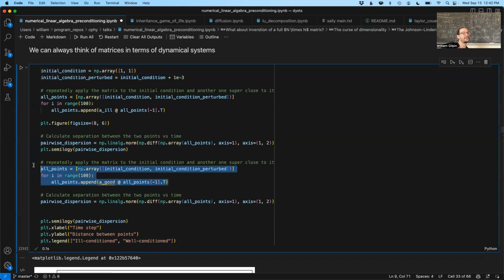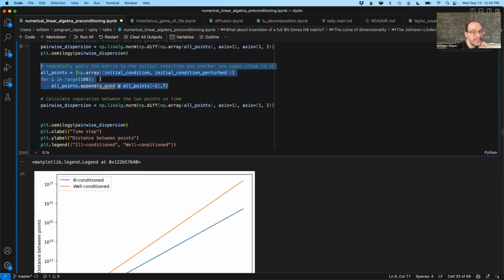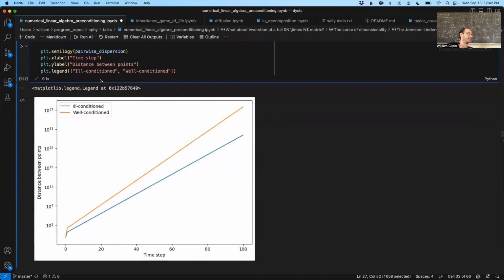I'm then going to compute how far apart my initial conditions got over time. So, the rate at which two initial conditions move apart from each other under the action of an ill-conditioned matrix versus a well-conditioned matrix. When I do that, I see something kind of interesting, which is that under repeated applications of an ill-conditioned matrix, two points actually move apart at a slower rate than under repeated applications of a well-conditioned matrix.